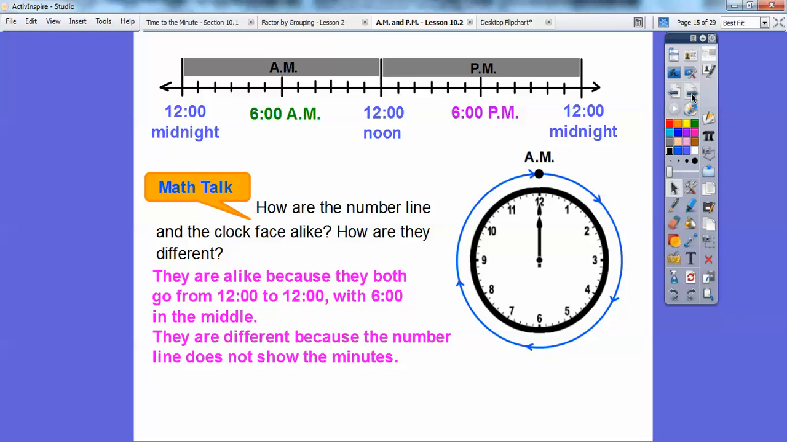Okay, and they're different because the number line does not show the minutes in between. So see, there's the minutes right there. There's 1 minute, 2 minute, 3 minute, 4 minute, 5 minute. Remember, they don't even show the minutes. So this is 5 minutes right here. This would be 10 minutes, 15, 20, 25, 30. So say I wanted to go right there. That would be like 32 minutes past the hour, if the minute hand is on there. So you don't see the minutes on there.